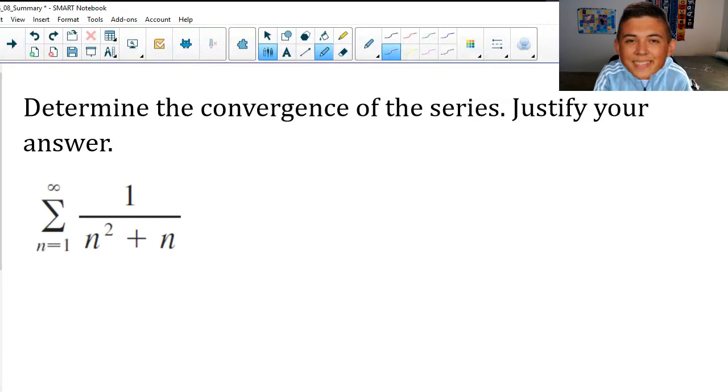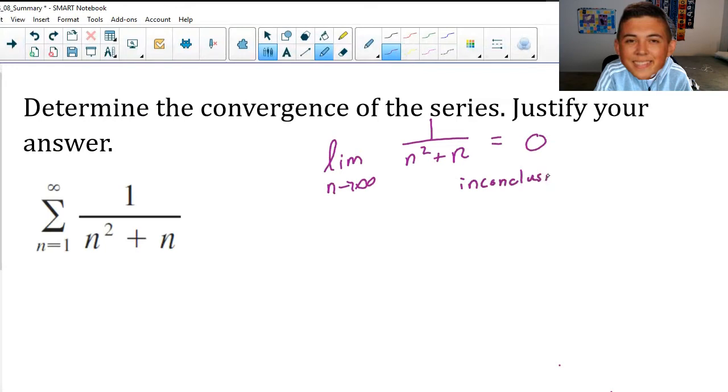A good place to start, like Mr. Abundance told us earlier, is with the nth term test. So let me first think of what the limit of this sequence is. Well, the denominator is growing. 1 over a very large denominator is going to go to 0, which just means it's inconclusive. But again, a great place to start.